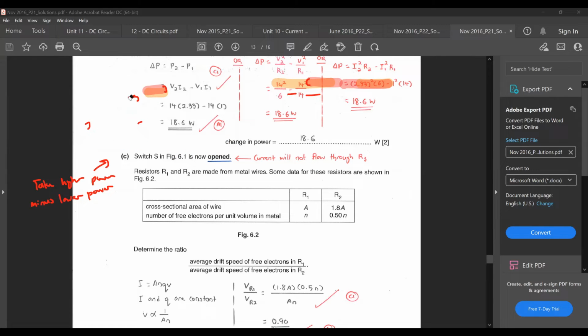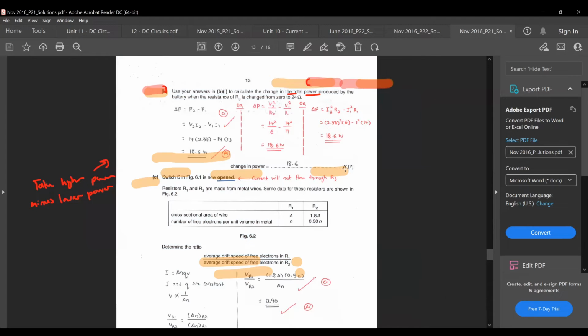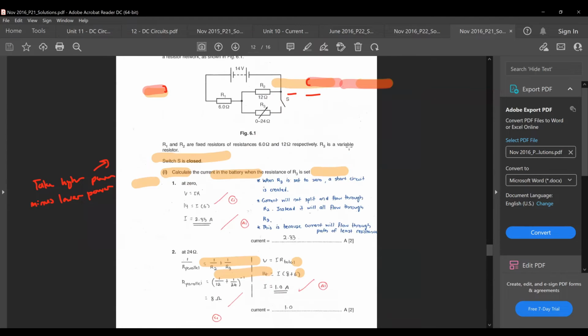Now they tell you switch S in figure 6.1 is now open. Before this, the switch was closed. Resistors R1, R2 are made of the same metal wire. Some data for the three resistors are shown in this figure. Find out the ratio of average drift speed of electrons in R1 to R2. It helps to always try and draw a little diagram to help you visualize what's happening.